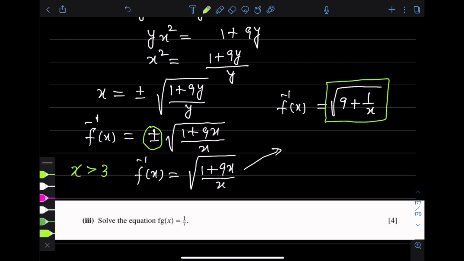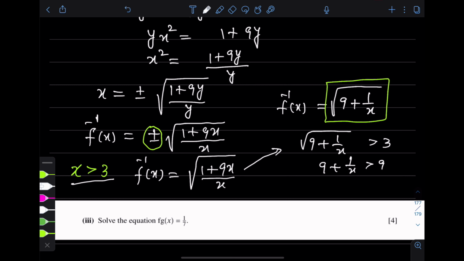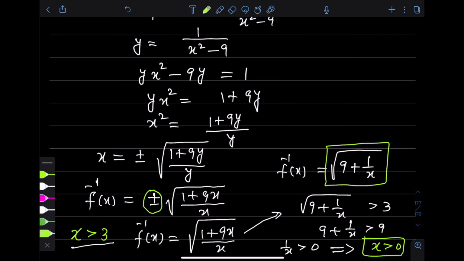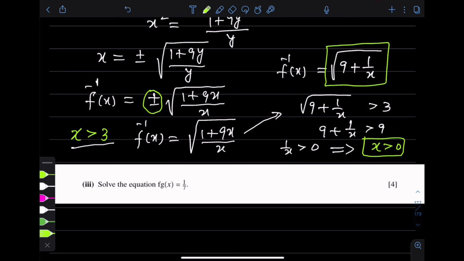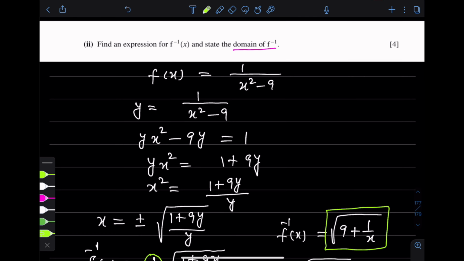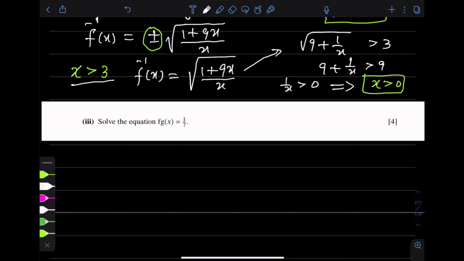The domain of the function is x greater than 3, so square root of 9 plus 1 over x is greater than 3. Squaring each side, 9 plus 1 over x is greater than 9. So from here, 1 over x is greater than 0. This shows that x is greater than 0. So x greater than 0 is the domain of f inverse. This is the answer, this is the domain of f inverse.